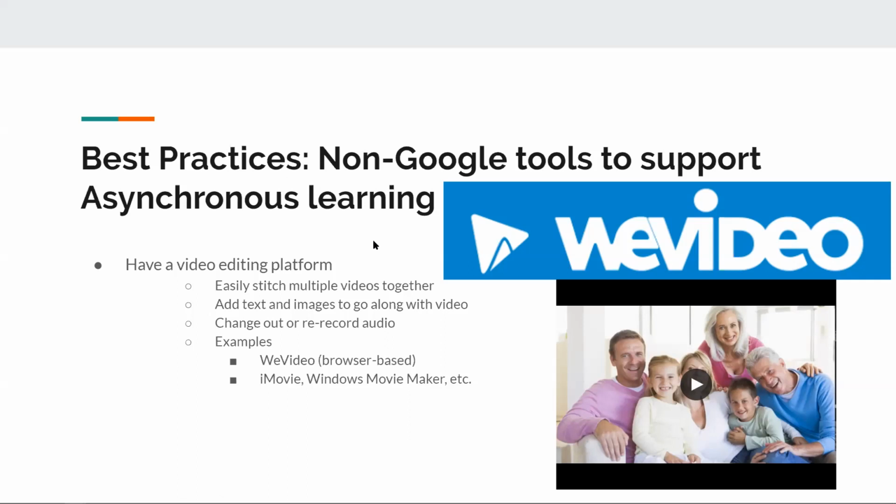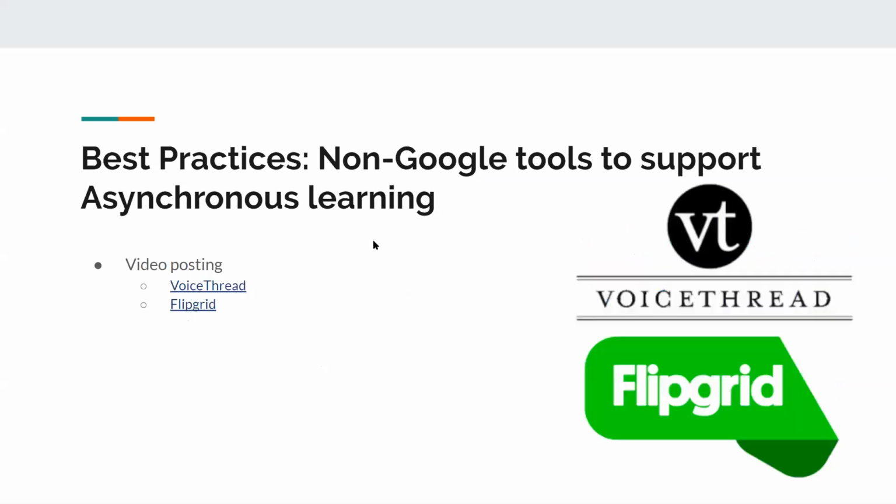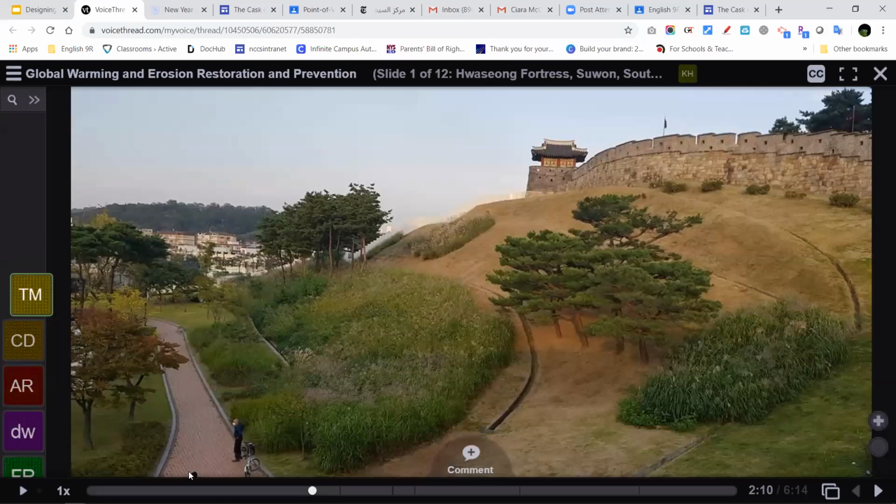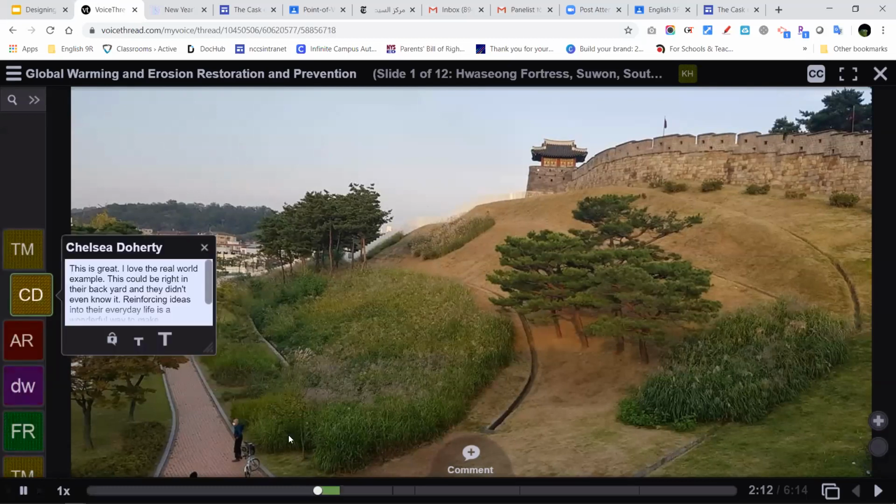Okay, moving on. I want to talk about some other asynchronous video tools. VoiceThread and Flipgrid are both fantastic, and they can work really well with ELLs. With VoiceThread, the audio isn't going to work here, but I'll give you a quick gist of what it is. This is a publicly available one that I'm showing you right now. So there's audio going on right now.